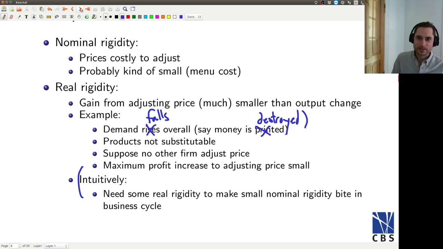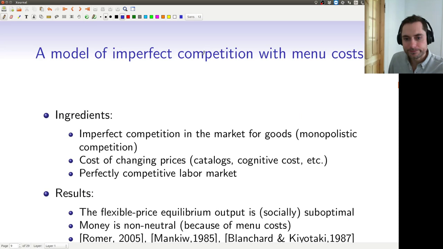All right, so let's actually jump into the model and see how this works. We're going to have imperfect competition. It's going to be monopolistic competition, like we saw in this endogenous growth model. We're going to have a cost of changing prices, that's the menu cost. And we're going to have a perfectly competitive labor market, so firms and workers are both going to take the wages as given.